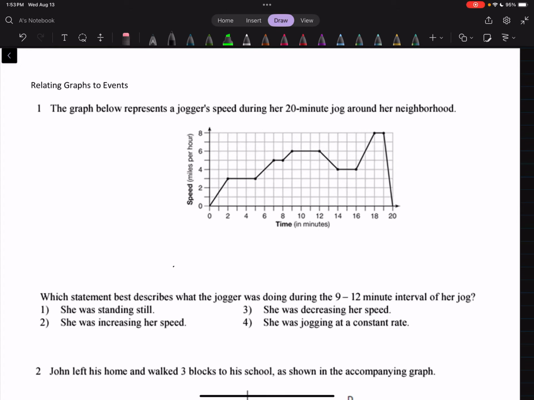Good day. Today we're going to be looking at interpreting graphical data in real-world phenomenon. All right. The graph below represents a jogger's speed. So I'm talking about speed during a 20-minute jog around our neighborhood.